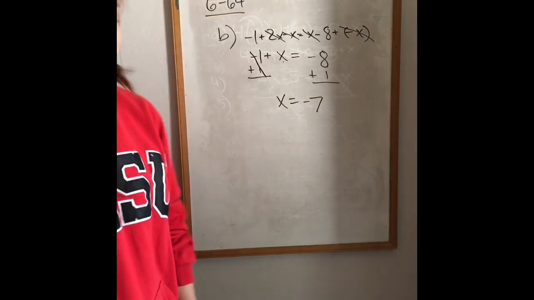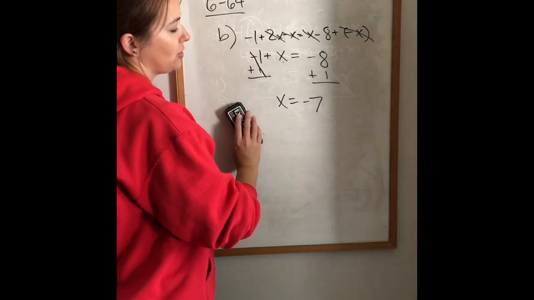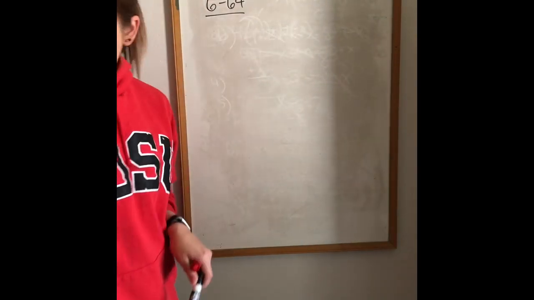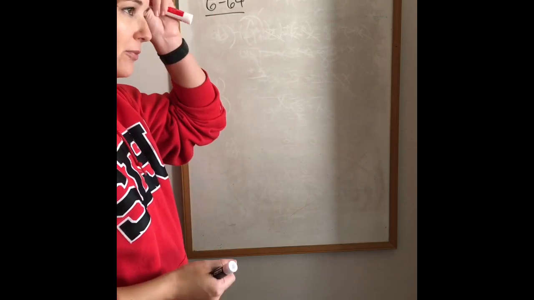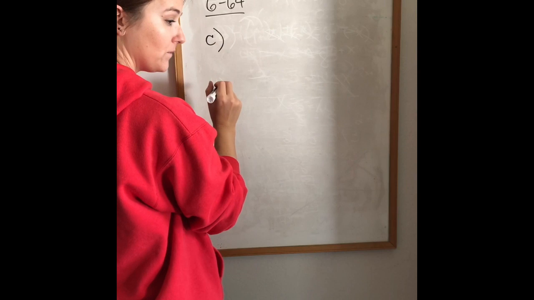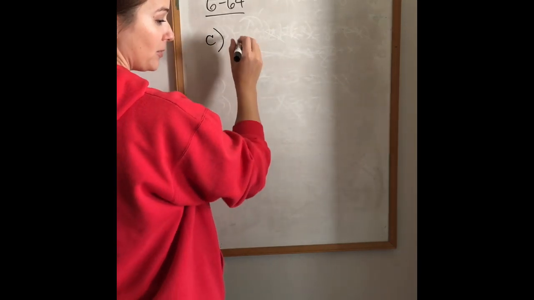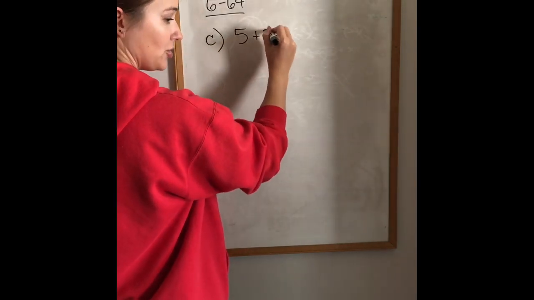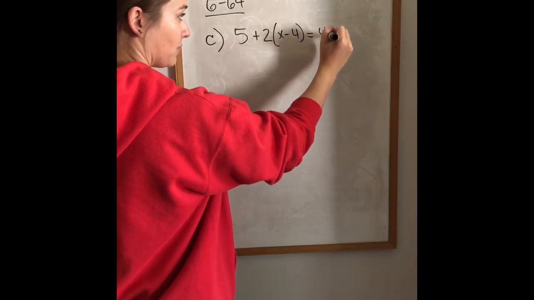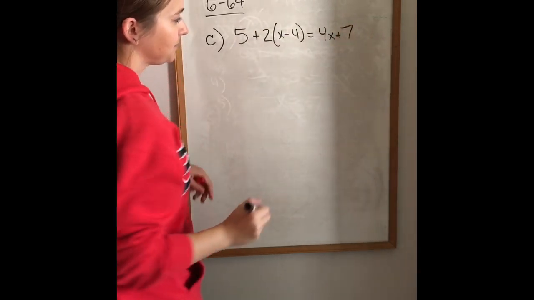So it's a lot of combining like terms and noticing what you can combine together and then what you can start removing from each side. Let's do part C. Okay, we got some distributive property. 5 plus 2 times x minus 4 equals 4x plus 7.